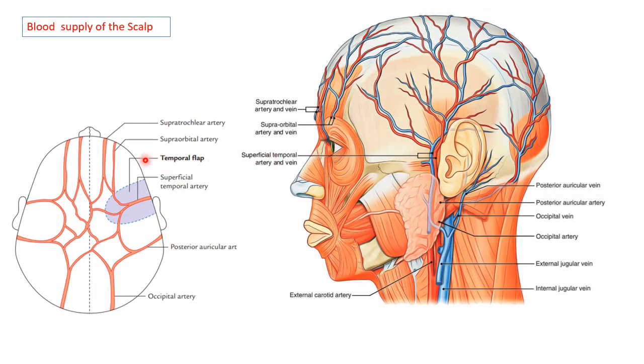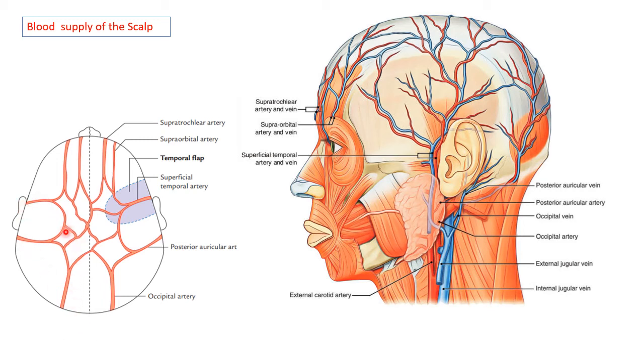Now we will discuss the arterial supply of the scalp. This is the scalp from above. On either side of the midline, the scalp is supplied by 5 arteries: 3 in front of the auricle and 2 behind the auricle.